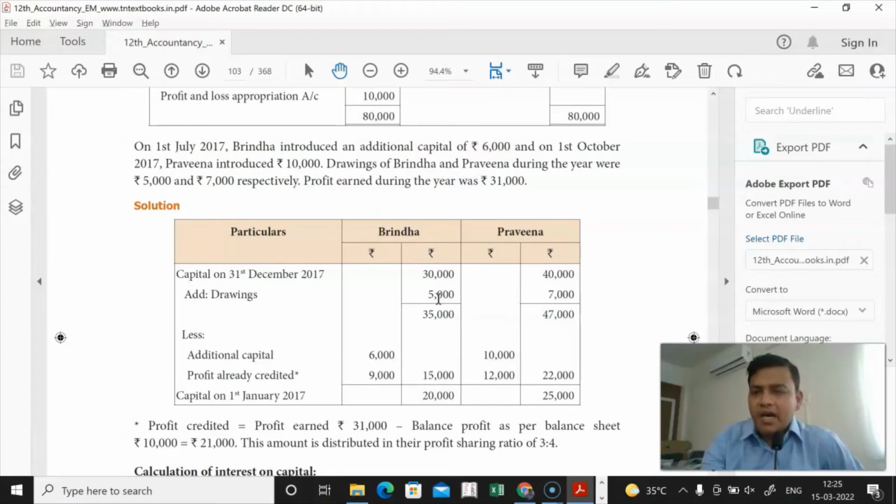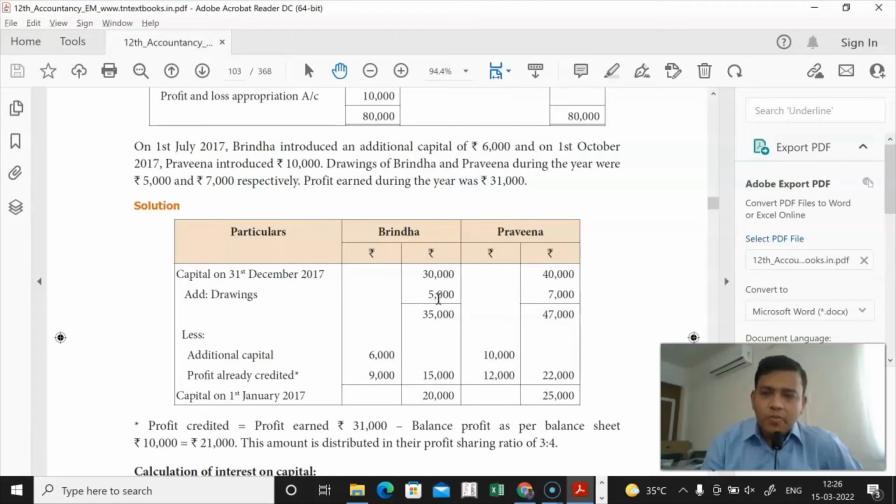We have parked only 10,000 in the P&L appropriation. So in which ratio will we distribute that 21,000? This ratio is the profit sharing ratio. So 3:4. So we will divide it into 9,000 and 12,000. So at the end of that, the opening capital will be 20,000 and 25,000.